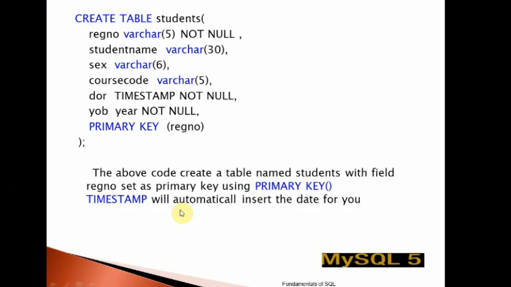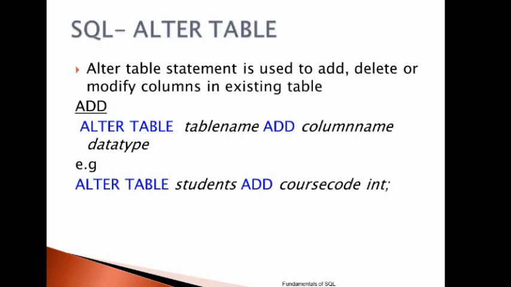Now, having seen that our table has been created, so the code has no error, that is, the SQL statement is okay. Now, you can also alter table. The alter table statement is used to add, delete, or modify columns in an existing table. We can have alter table, and then the name of the table, and then add, and then the column and the type. That's if you want to add a column to that particular table.